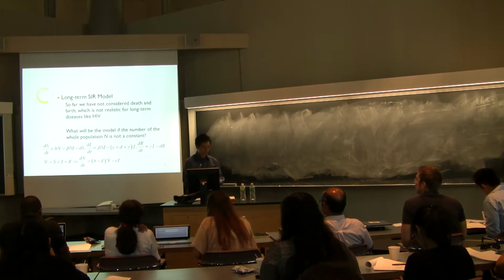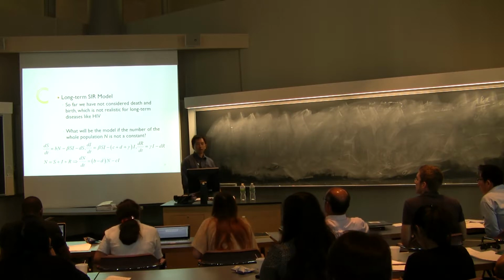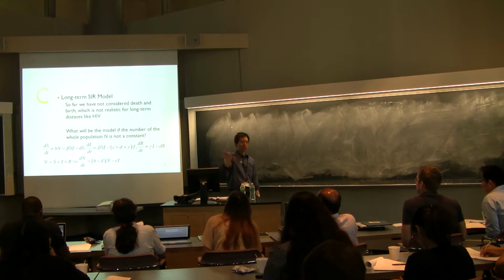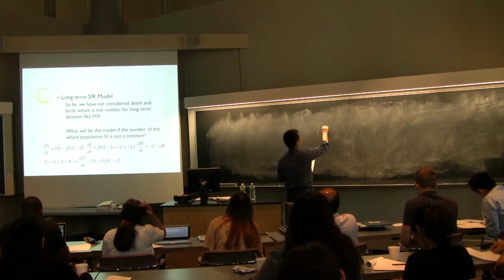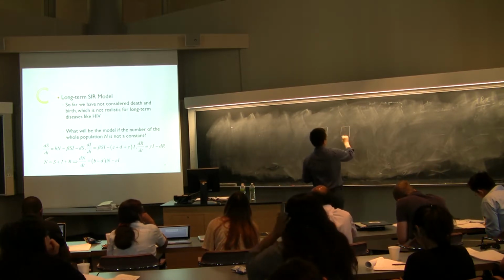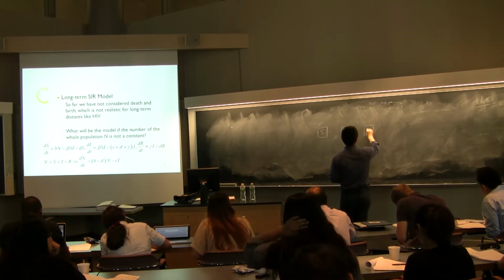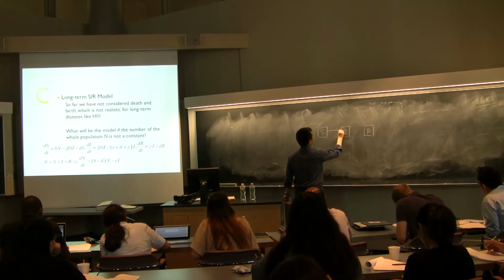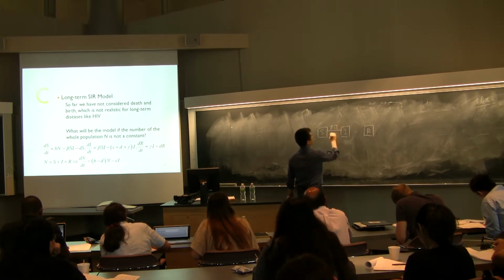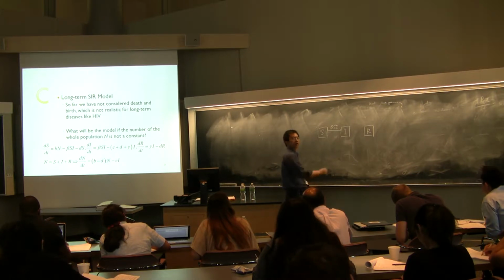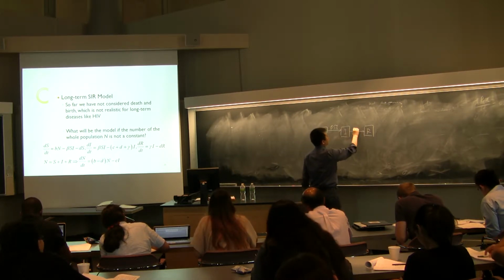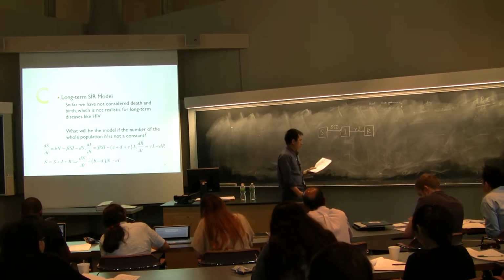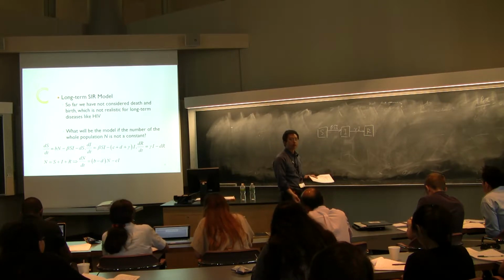So now let's go back to this question. Now we want to consider birth and death. Let's start with the diagram again. We have S, we have I, we have R. Like before, we have infection, right? And we have recurring. However, now we also have birth.